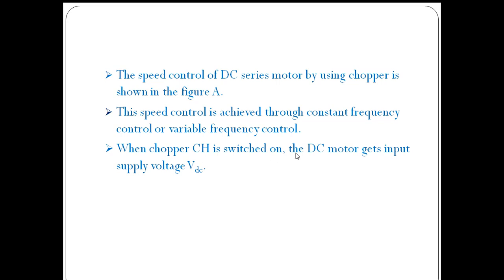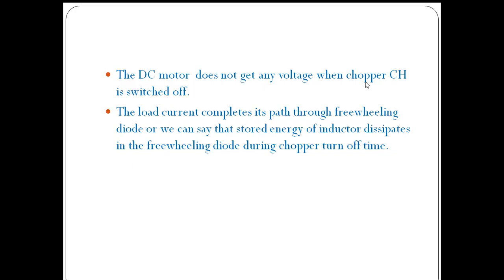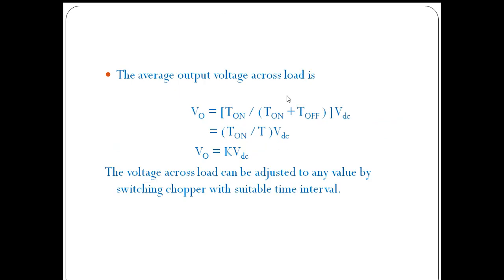When the chopper is switched on, the DC motor gets input voltage VDC. The motor does not get any voltage when the chopper is switched off. The load current completes its path through freewheeling diode, or you can say that the stored energy in the inductor dissipates through the freewheeling diode during chopper off time. The average output voltage across the load will be given as V naught is equal to T on by T on plus T off into VDC. V naught is equal to K into VDC, where K is the duty cycle.